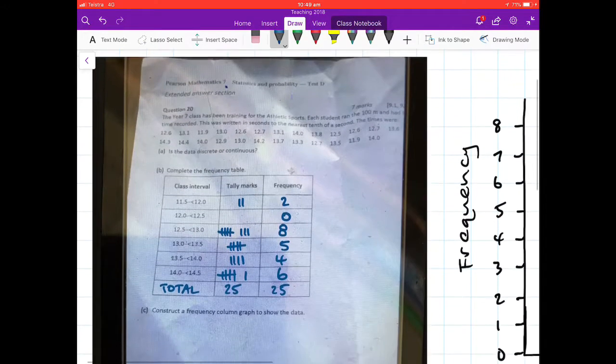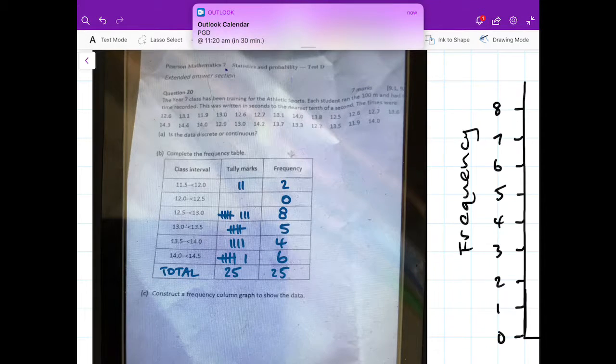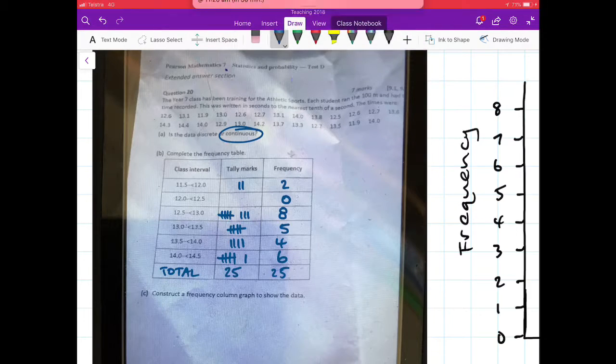All right, just having a look here at frequency tables using class intervals. So this is question 20 off your probability test. Year 7 has been training for athletics. It says here each student ran 100 meters and had their time recorded. So whenever we're measuring something like time, this one is always continuous data.